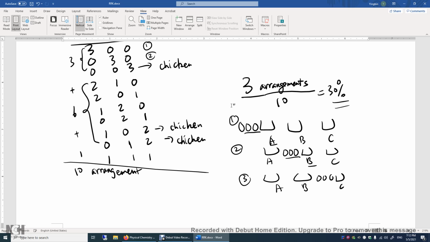All right? And number 4. 2 eggs in A, 1 egg in B. This is arrangement number 3. This is arrangement number 4. So 2 eggs in A, 1 egg in B, and then no eggs in C. All right? So we can do this. So this is how we draw the 10 arrangements.